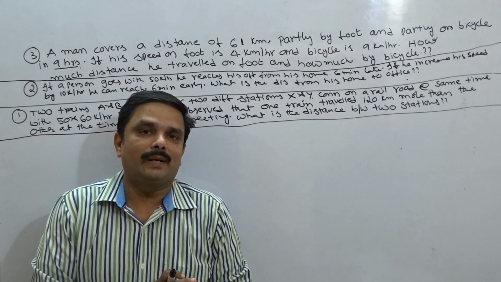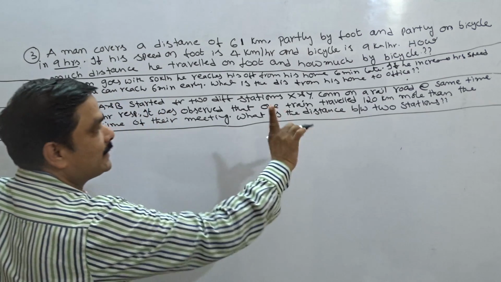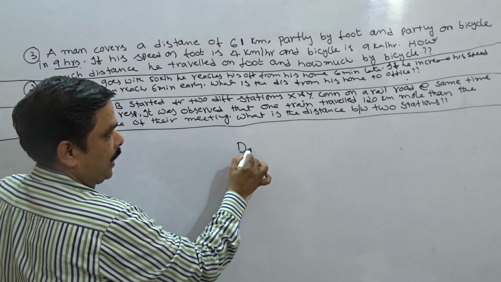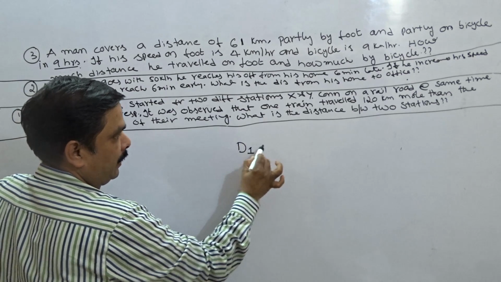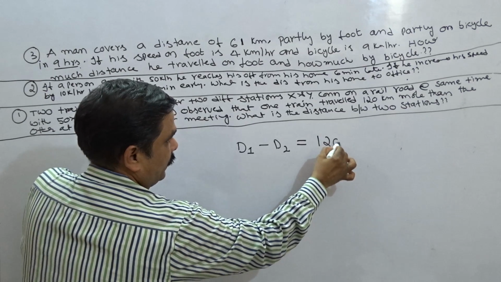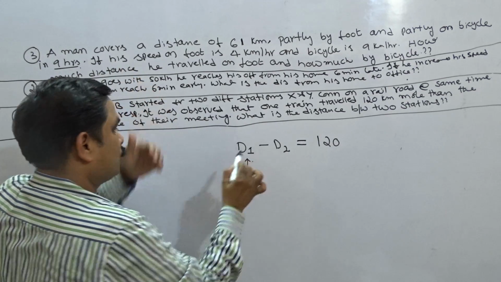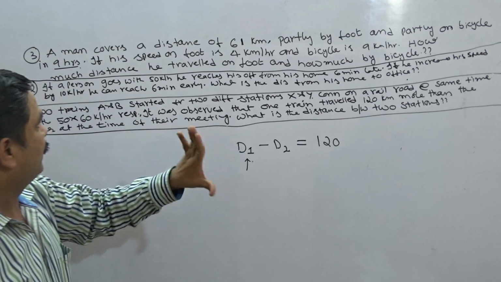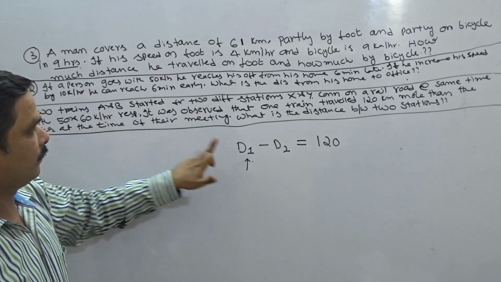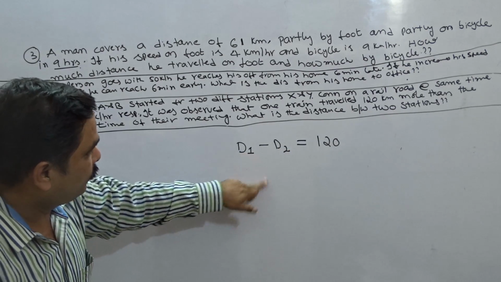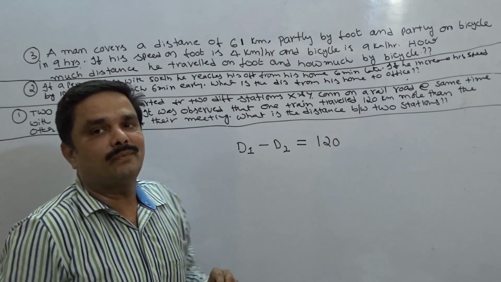To go for this one, the clue is distance. Suppose you take distance 1, distance 1 minus distance 2 should be equal to 120. Distance 1 minus distance 2 means I have taken this one greater than this. So distance 1 is the distance covered by the train which is going with more speed and this is the less speed. This is the mathematical way of doing this one.